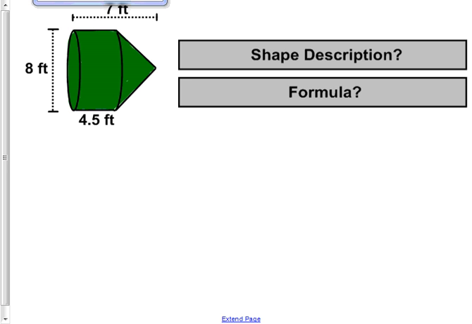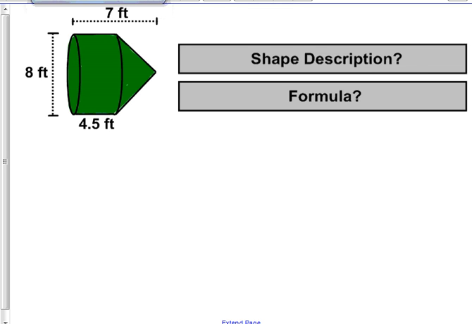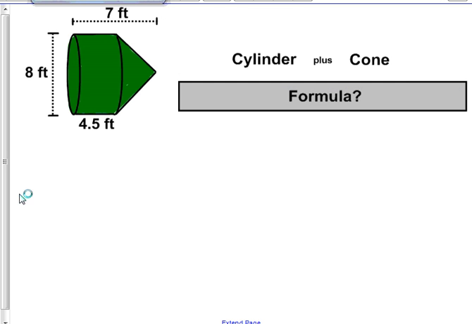The next figure was the cylinder and the cone. Okay, so let's see if we can figure out what's going on with those two. Shape description, again, we already said it was a cylinder plus a cone. So let's get our formulas. Cylinder is a prism, has 2 bases, so that is going to be area of the base times the height, and again those measurements for the cylinder.